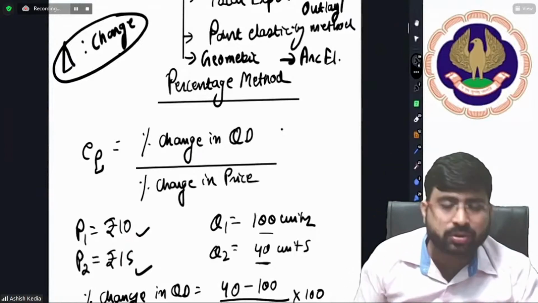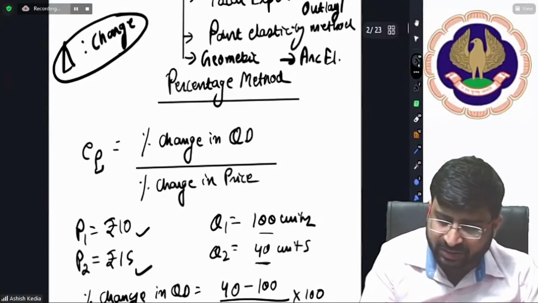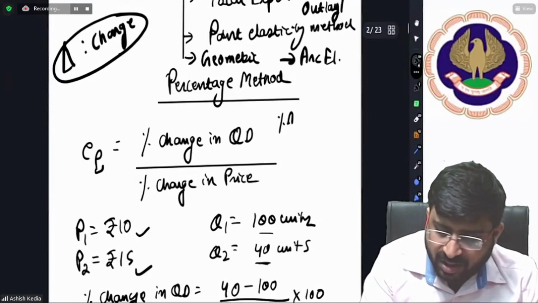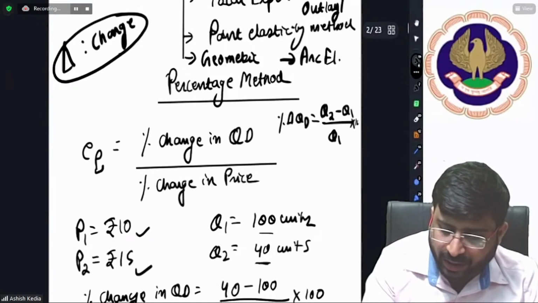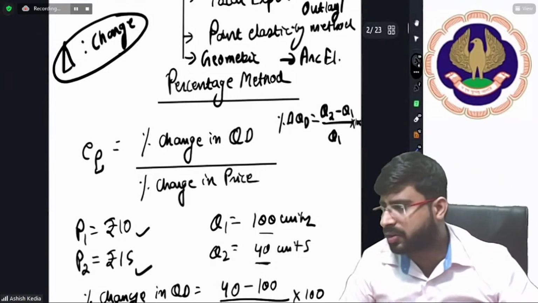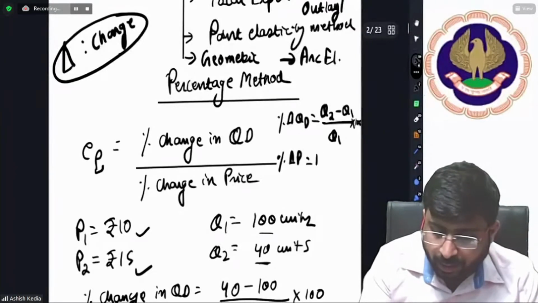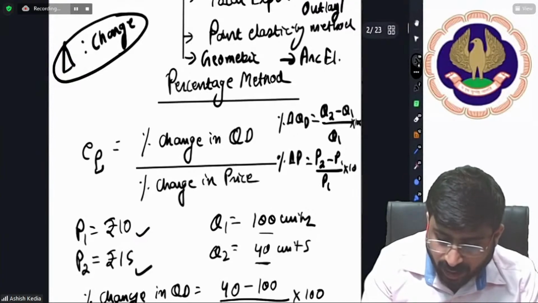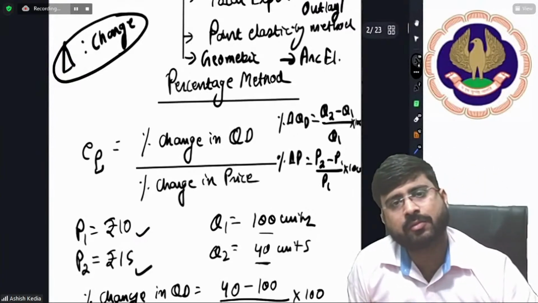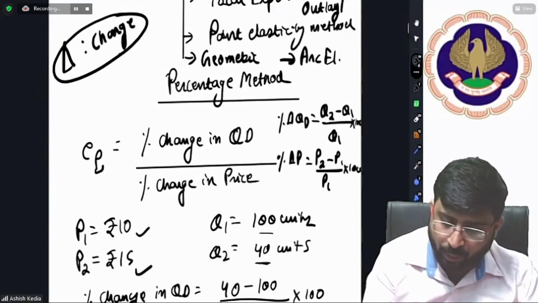Now, how do you compute percentage change in quantity demanded? My dear friends, it's very simple. Percentage change in quantity demanded is computed like this: new quantity minus old quantity, divided by old quantity, into 100. Similarly, how do we compute percentage change in price? New price minus old price, divided by old price, into 100. Yes, this is how it's computed.